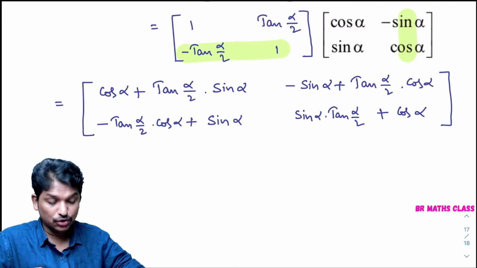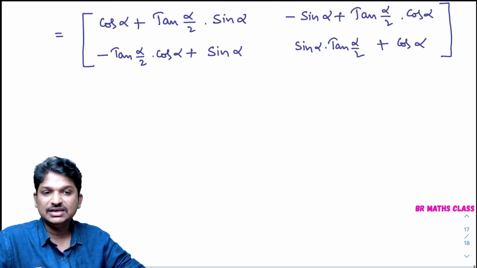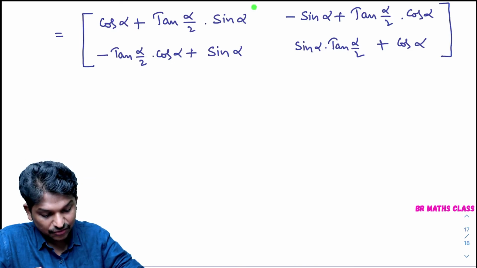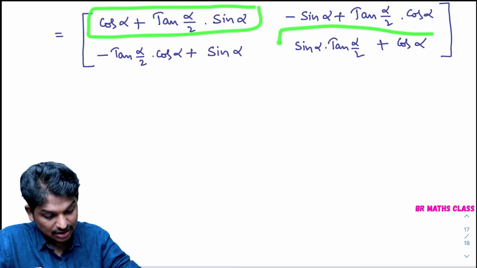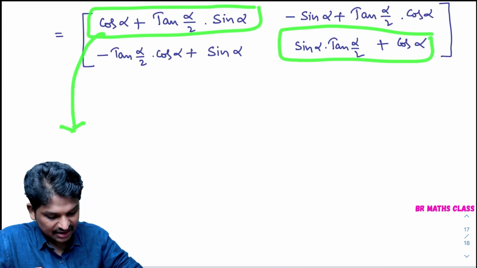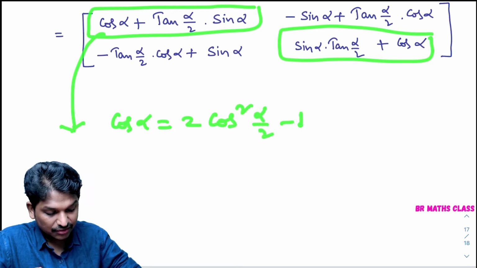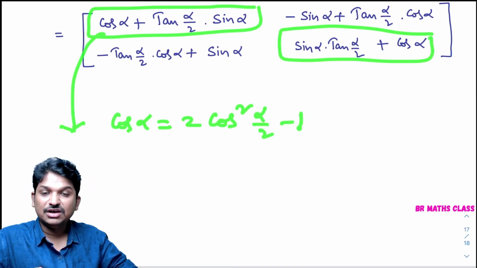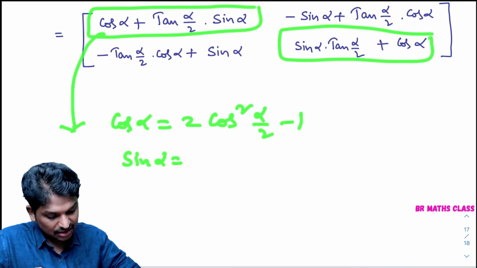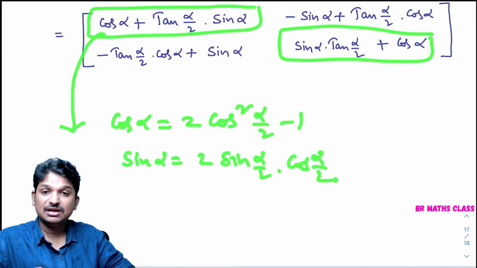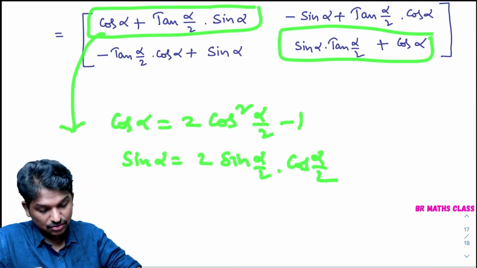Let's see in what way we will do this. I'll tell you the trick. For these two elements, wherever cos alpha is there, in place of cos alpha you have the trigonometry formula 2 cos square alpha by 2 minus 1. Listen carefully, this is not so easy. This is the trick. You need to remember this trick. And in place of sin alpha, we will write 2 sin alpha by 2 into cos alpha by 2. So that step I'll write first in these two elements.